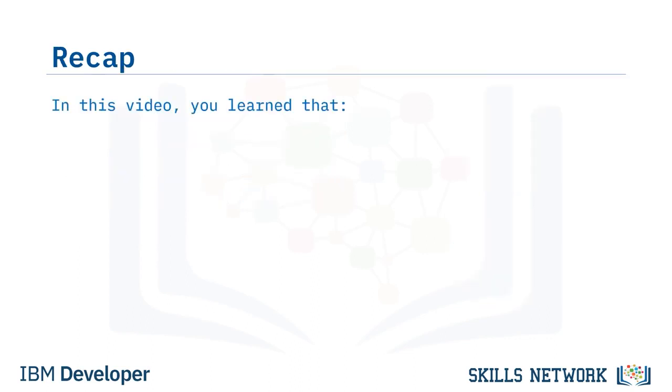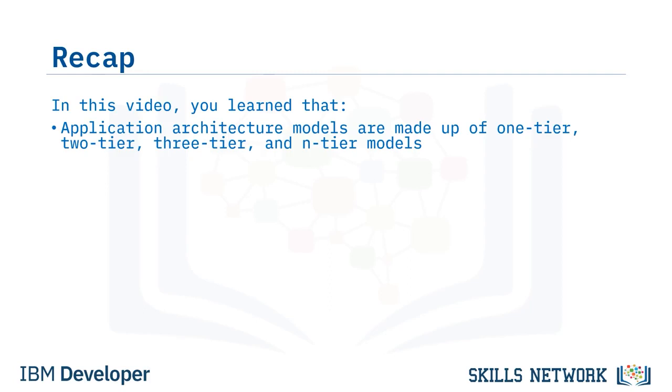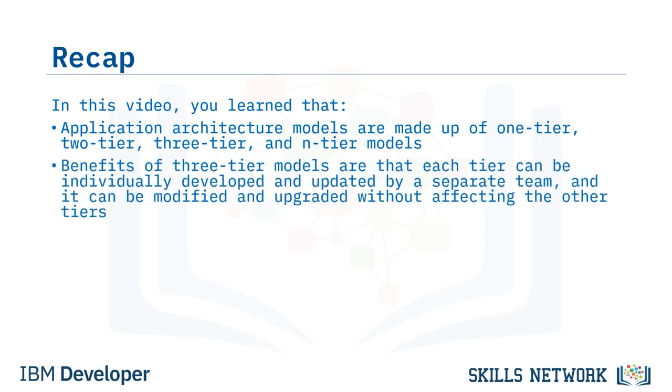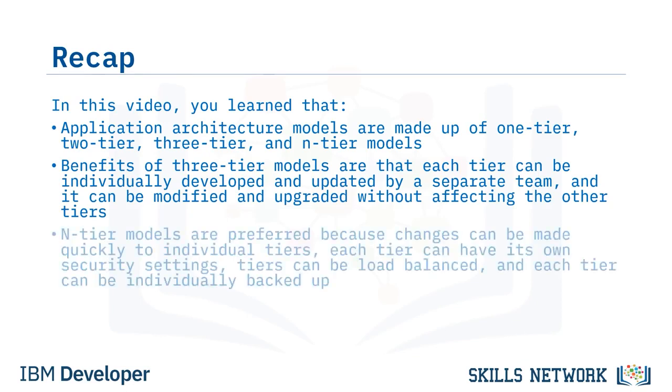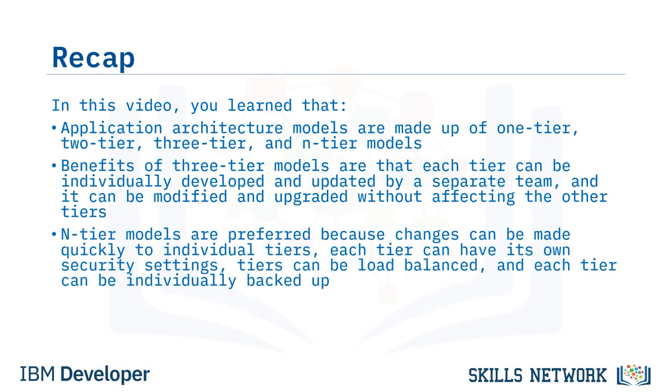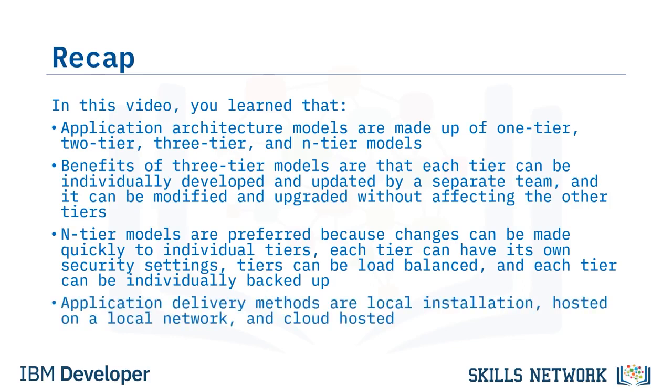In this video, you learned that application architecture models are made up of 1-tier, 2-tier, 3-tier, and N-tier models. The benefits of a three-tier architecture are that each tier can be individually developed and updated by a separate team, and it can also be modified and upgraded without affecting the other tiers. N-tier models are currently the most used because changes can be made quickly to individual tiers. Each tier can have its own security settings. Tiers can be load balanced, and each tier can be individually backed up. And finally, application delivery methods are local installation, hosted on a local network, and cloud-hosted.